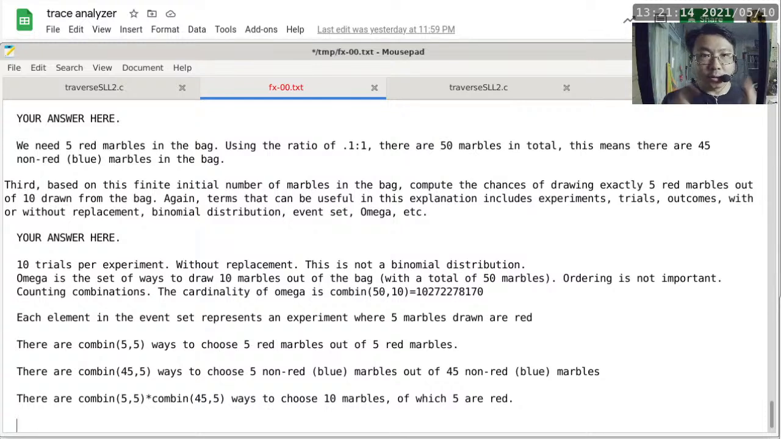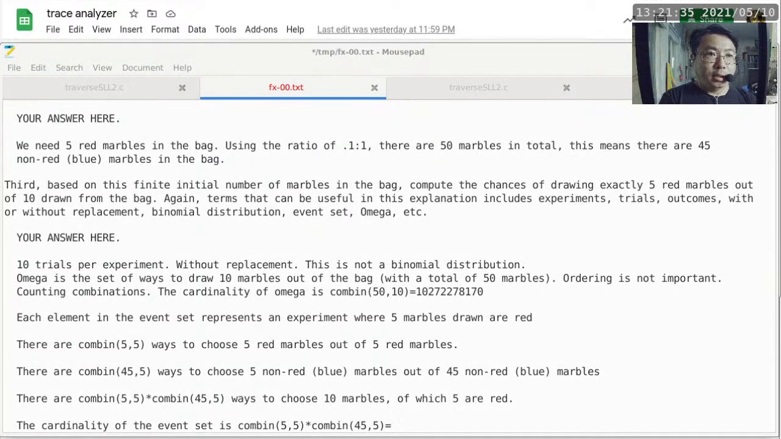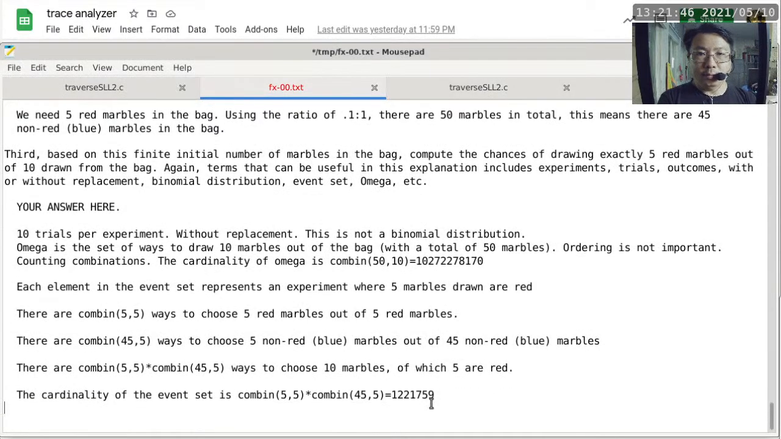So now, but I'm not done answering the question. Okay, so we now say the cardinality of the event set is combin(5,5) times combin(45,5). And we can always do the actual calculation. So combin(5,5) is just 1, but it's good to write it out too. Okay, so the total number is this here.